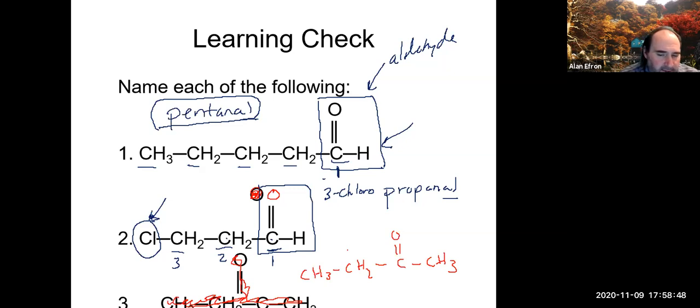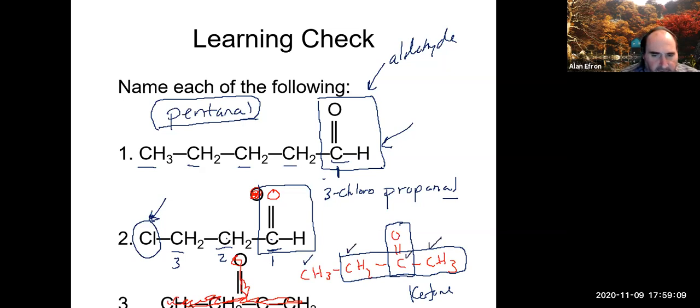Coming here, hopefully you could recognize it, but here is 1 carbon, 2 carbons, 3 carbons in a row with a carbon-oxygen double bond on the center carbon, and that is our ketone group there. So for our ketone group, we're looking for the longest carbon chain, which is 1, 2, 3, and 4 carbons. 4 carbons is based off of butane. This becomes butanone, O-N-E.